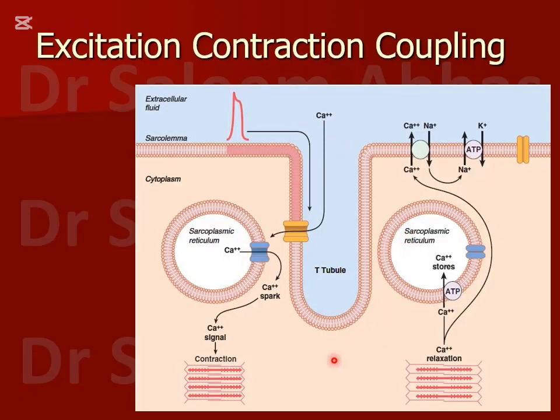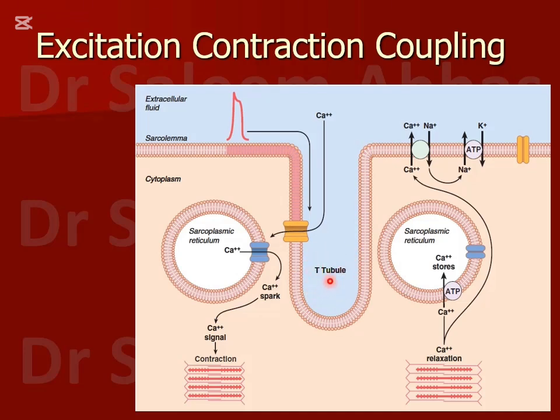Now, this is the diagram which shows the whole process of excitation contraction coupling. In this diagram we can see many things. First of all, let me tell you that this is the myocardial cell. This all is the myocardial cell, and this is the sarcolemma or the cell membrane. You see the invagination of the sarcolemma, which are known as transverse tubules.